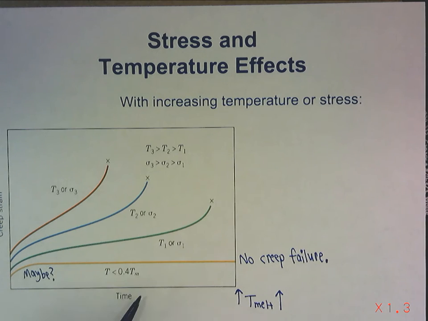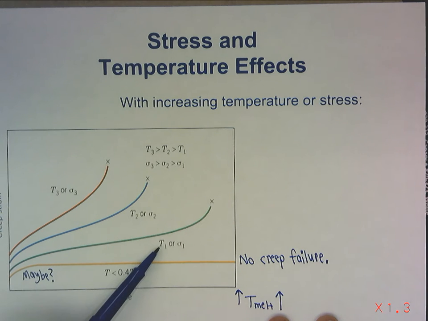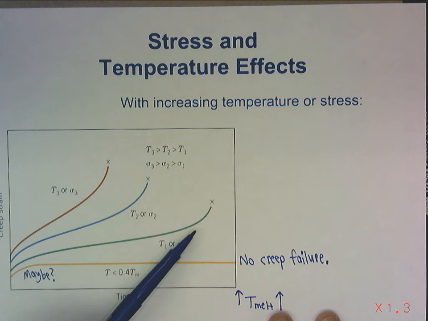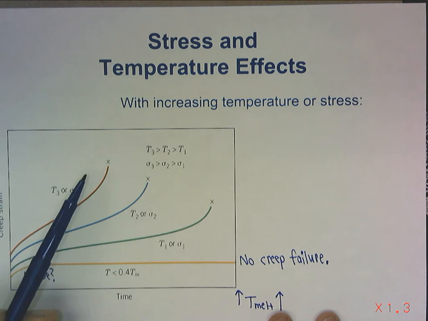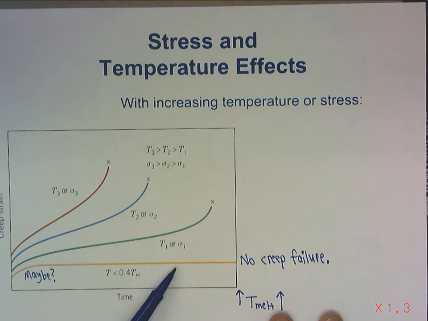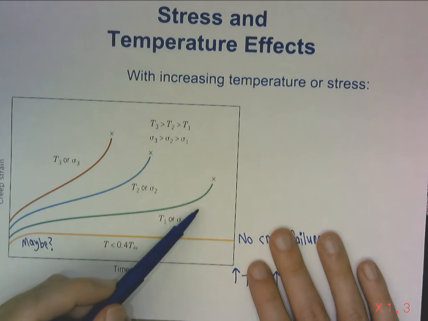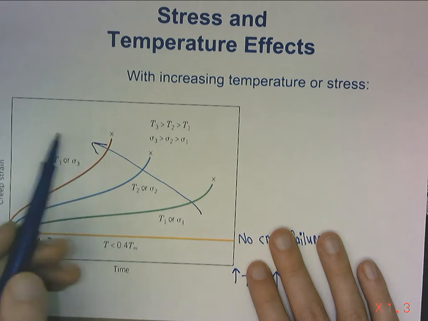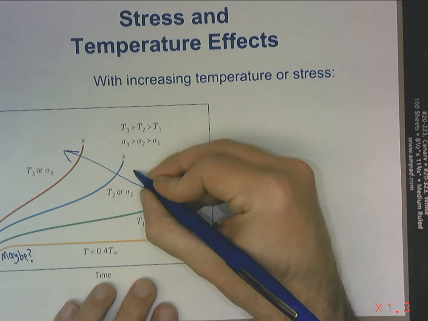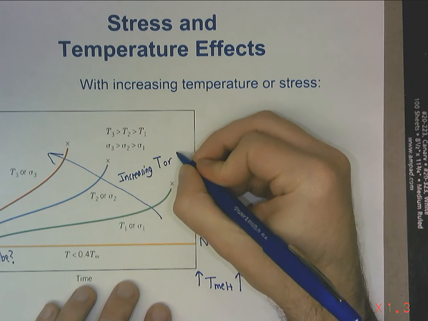But if we increase the temperature, so here temperature 3 is greater than temperature 2 is greater than temperature 1. Okay, so red line, blue line, green line, right? So we're increasing temperatures, we go this way. Or we could say leaving temperature the same, but as long as we're above 40% of melting and we're increasing the stress. So between these three lines, going from this line to this line to this line, we're looking at increasing temperature or stress.